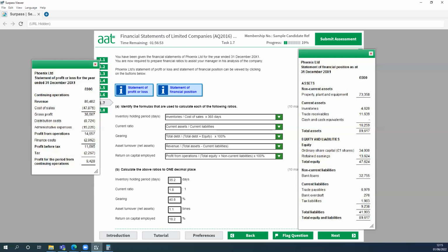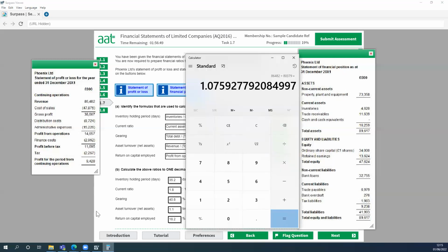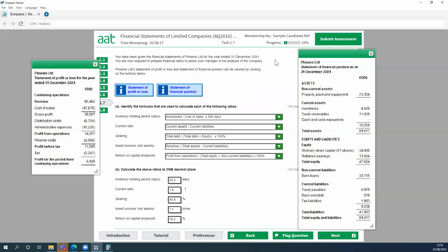So let's do it again. Profit from operations is 16. No, it's not. It's 14,657 divided by 80,379 equals, times 100, is 18.23. So again, the 3 being lower than 5, that stays at 2. So 18.2% is our return of capital employed.